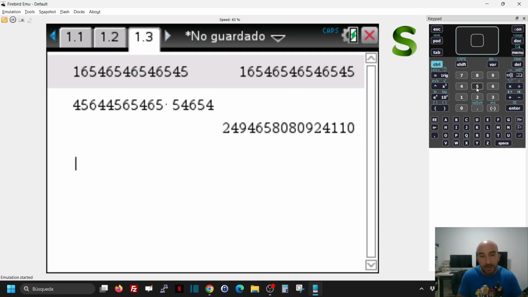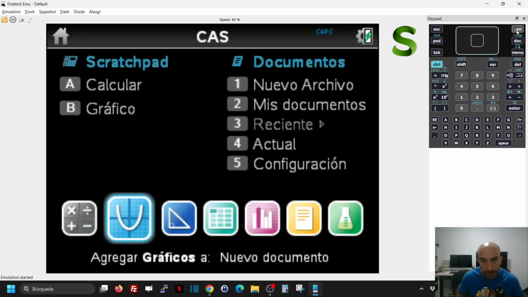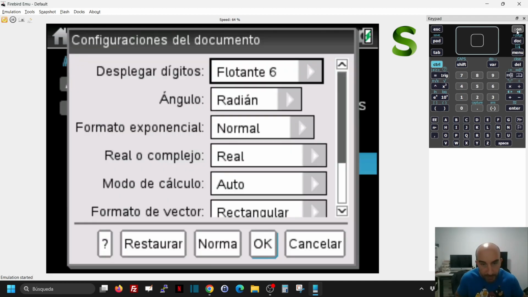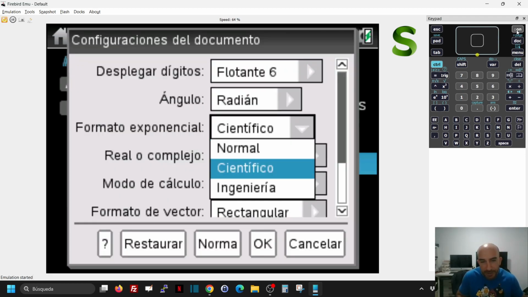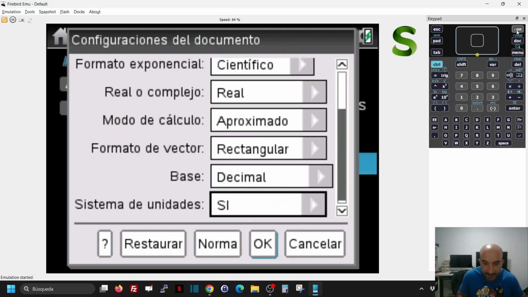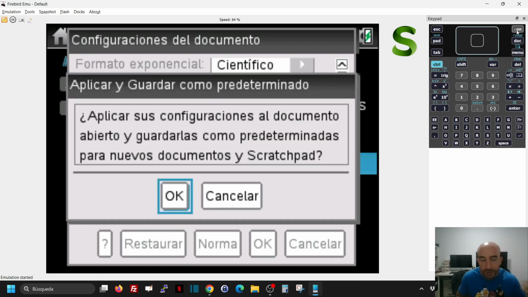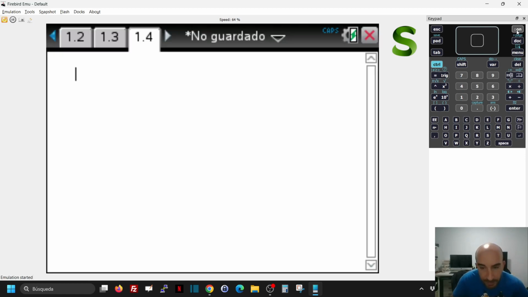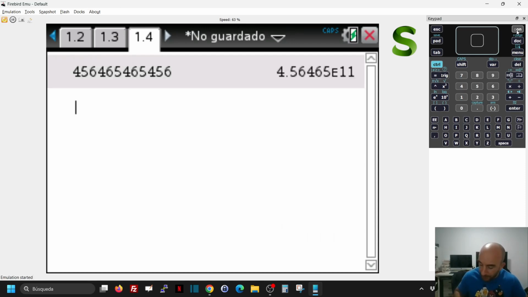First of all, I'm going to explain the way I don't normally do, but if you work a lot with scientific notation or standard notation, it might be interesting. You can go to the main menu and you can go to number 5 configuration. You can set up the document, and where it says exponential form, change it to scientific, and calculus mode, you change it to approximate. And you have to set that as the default. It will ask you, do you want to set it as the default? You say yes. When you now open a calculator and you write all the digits, you'll see that you get the scientific notation, and anything you worked with will be in scientific notation.